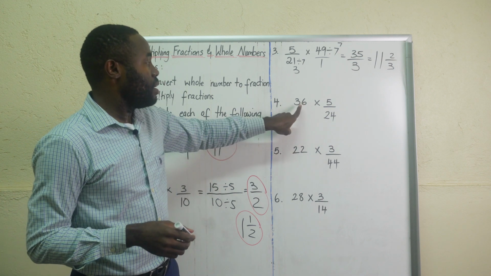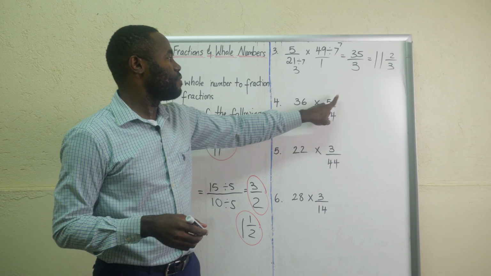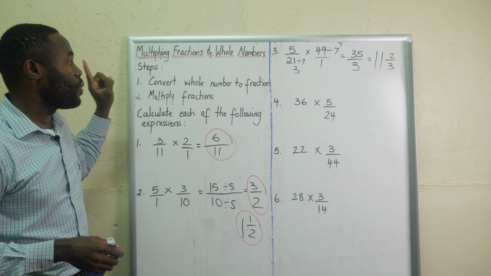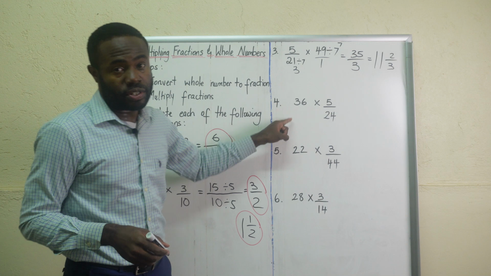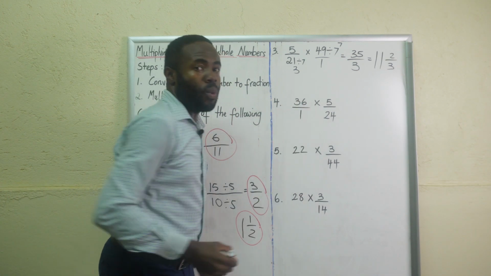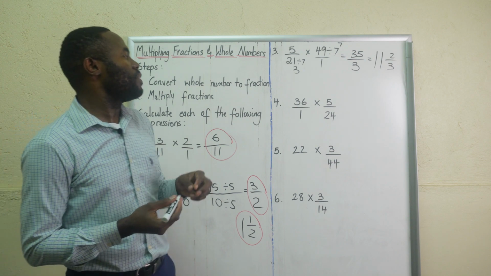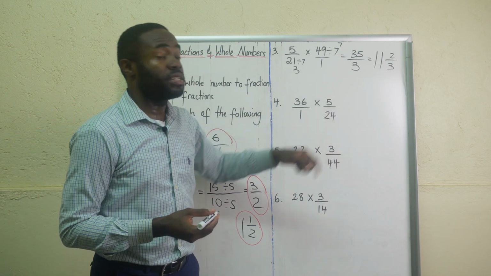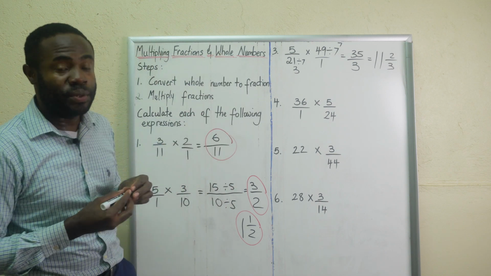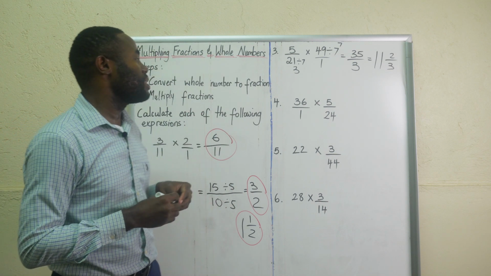Here we have 36 times 5 over 24. Again, the first step is to convert your whole number to a fraction. We do that by simply dividing by 1. Alright, after you have done that, you could multiply your numerators, but again, as the numbers get larger, I'm recommending that you reduce them before multiplying. Alright, so let's do that.